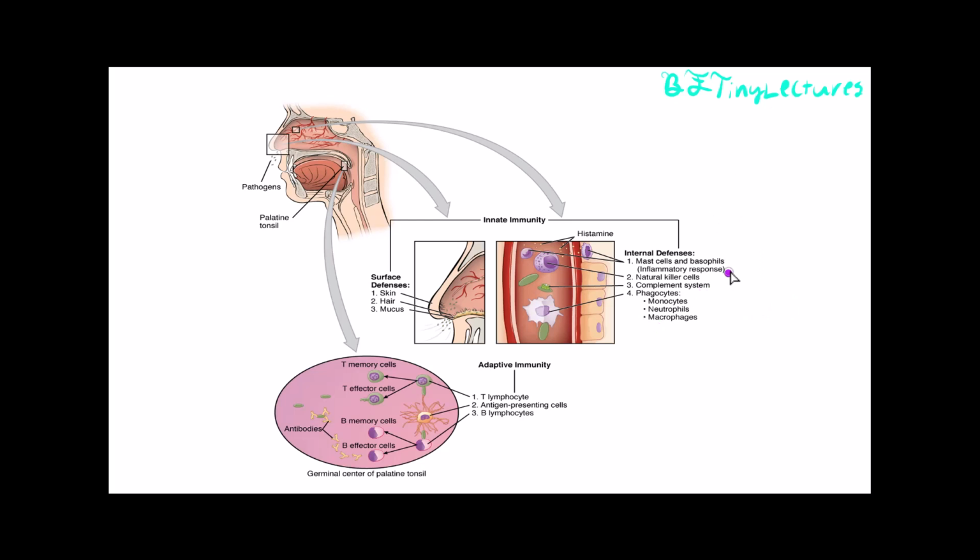We also have something called the complement system. And the complement system, that's kind of part of the innate immunity and also part of the adaptive immunity. But essentially, the complement system is how the body gets rid of the pathogens. So we have this little pathogen. We're going to mark it with something.